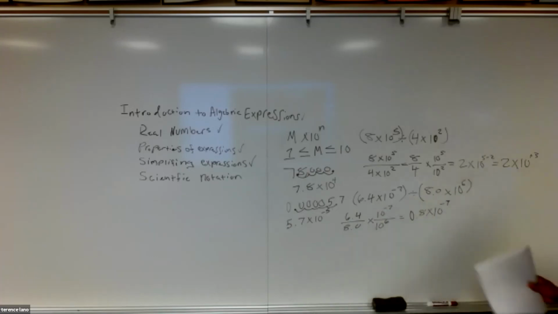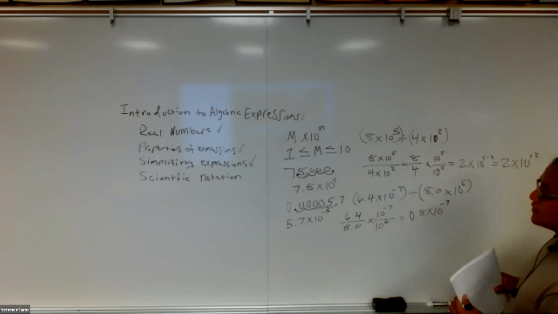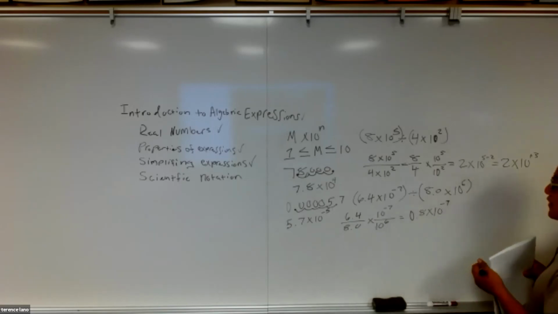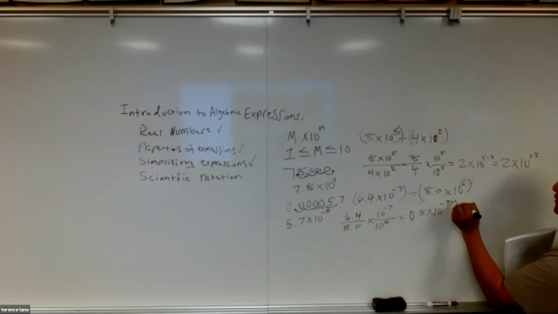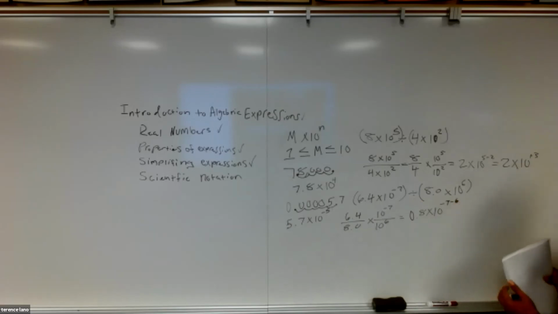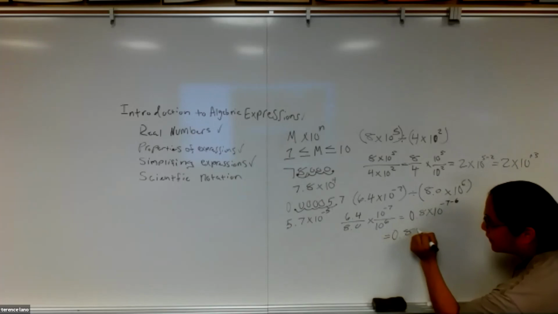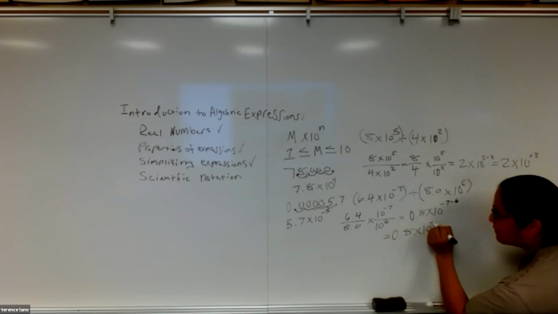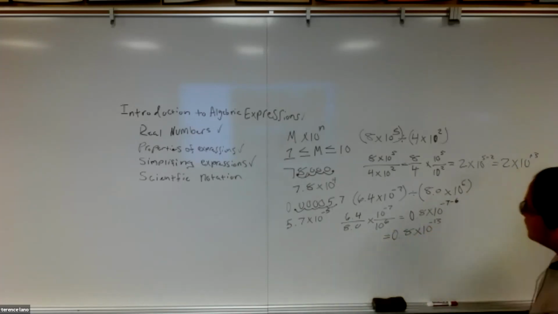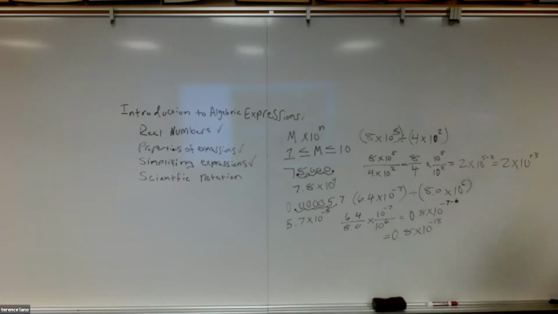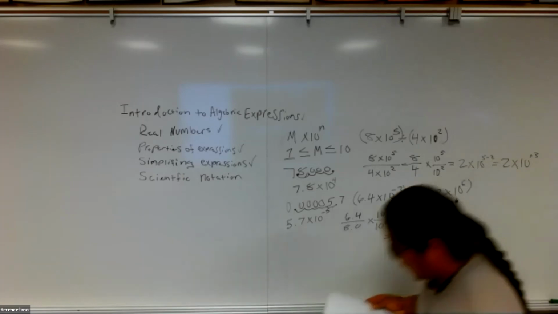We have to subtract. So this positive 6 is going to turn to a negative 6. So it's going to be negative 7 minus 6 in our exponent. And our final answer is going to be 0.8 times 10 to the negative 13. And then that would conclude our final answer.